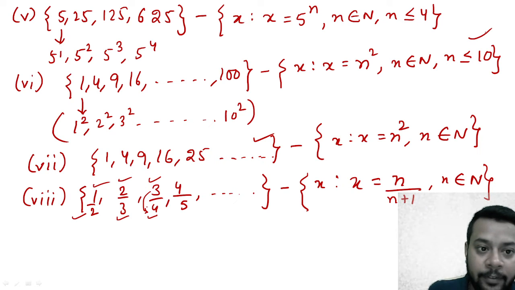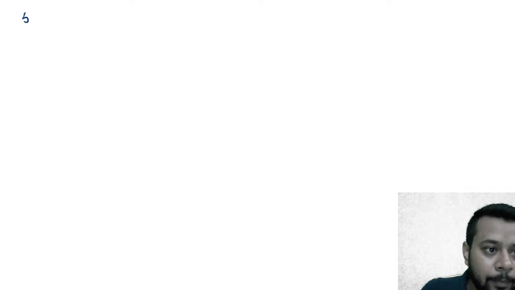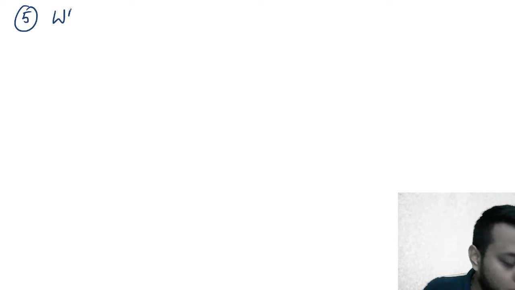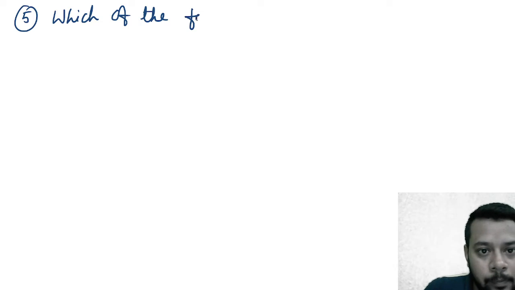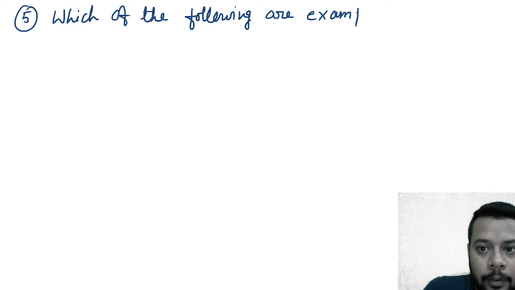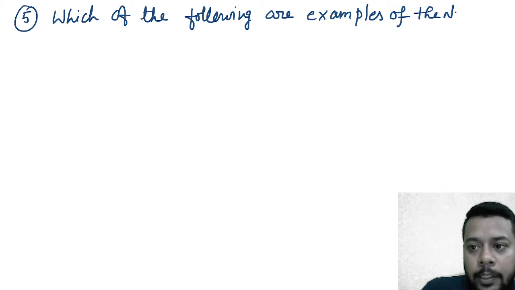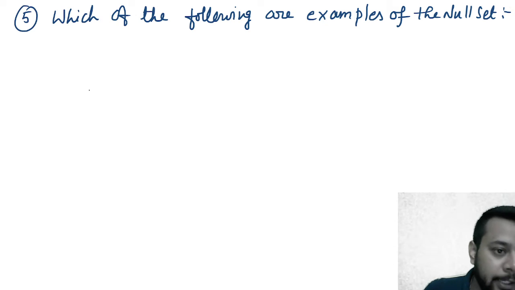Moving to question number 5 now. In question number 5 they have told you: which of the following are examples of the null set? Which of the following are the examples of the null set?